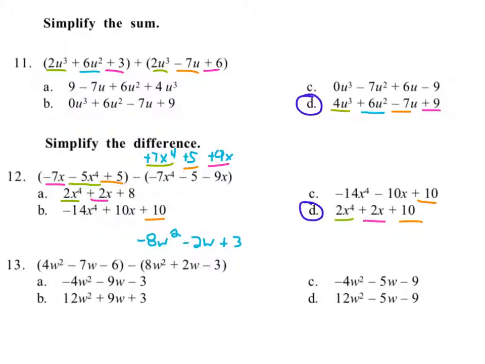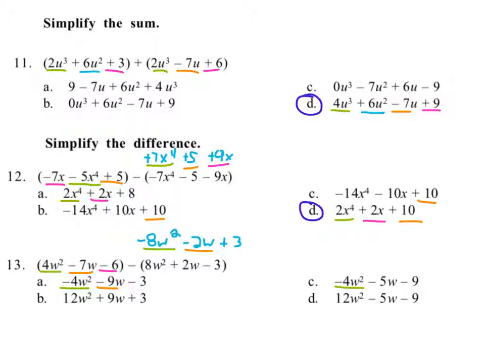And now, when we run through, we see what terms we've got. We've got a w squared term. We've got 4w squared minus 8w squared, which is negative 4w squared. A has that, so does C. The next term is our w term, negative 7w minus 2w. Negative 7w minus 2w is negative 9w. A has that. C doesn't, so it looks like we're going with A, but let's verify it at the last bit.